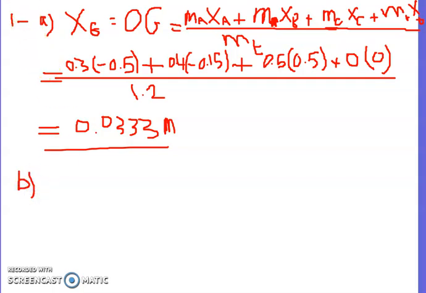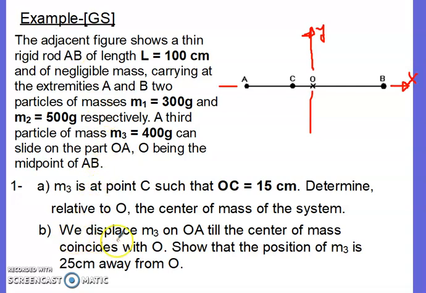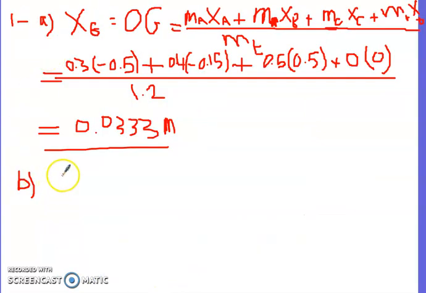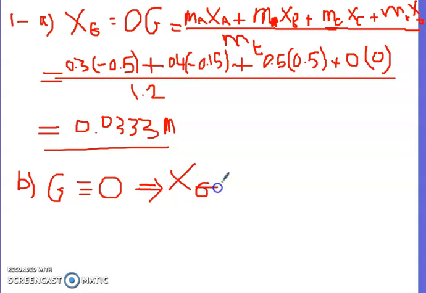In part B, we displace M3 on OA. We displace this point on the rod until the center of mass coincides with O. Show that the position of M3 is 25 centimeter away from O. So in B, G coincides with O. It means G is located at O, meaning the abscissa of G equals 0.